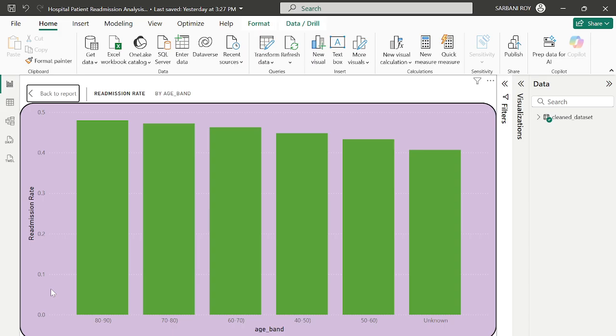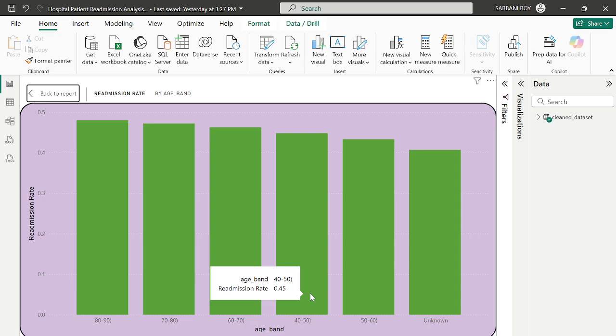The key insight is that the middle age groups, that is 40 to 50 and 50 to 60, show a slightly lower readmission rate compared to the older age groups. The possible reasons include better immunity, fewer chronic diseases, faster recovery and a more active lifestyle compared to the elderly patients.